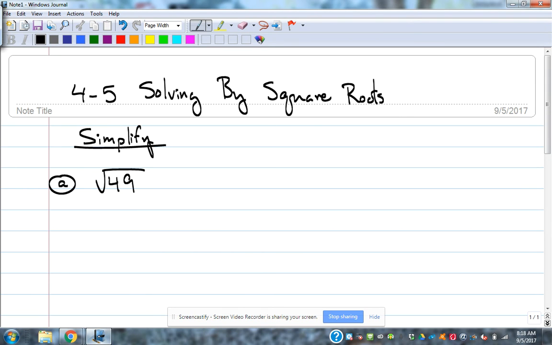All right, so we're going to be solving by square roots today. So we're solving quadratics by square roots. So we need to review quickly the idea of simplifying a square root or a radical. So what's the square root of 49? 7. Why? Because 7 times 7 is 49. Okay, so there's a pair of 7s inside of a 49.